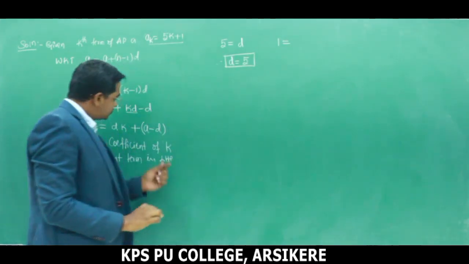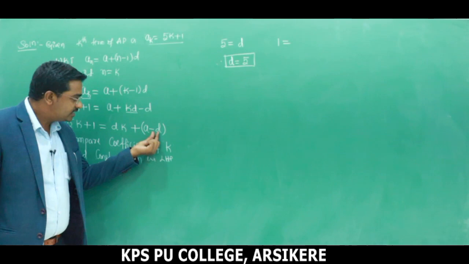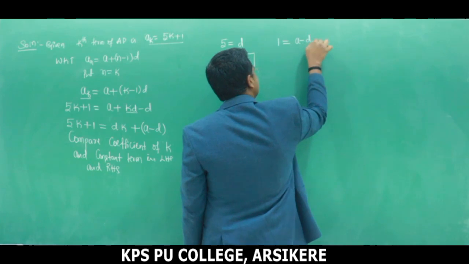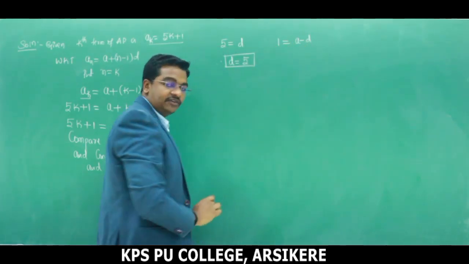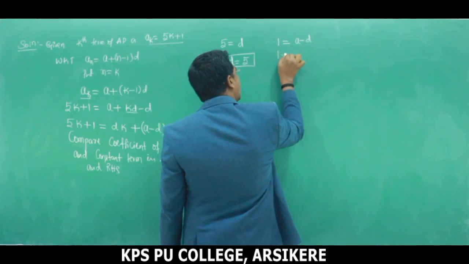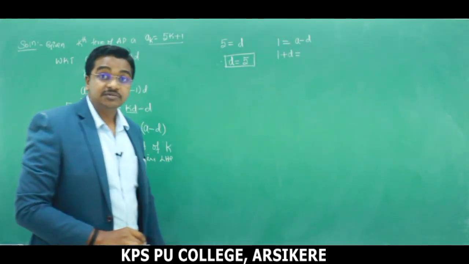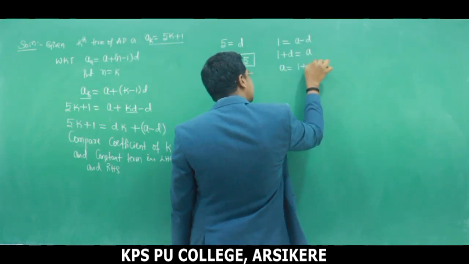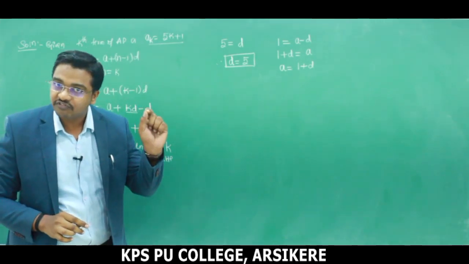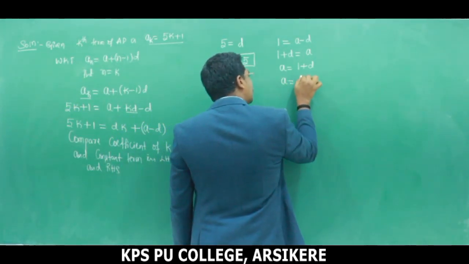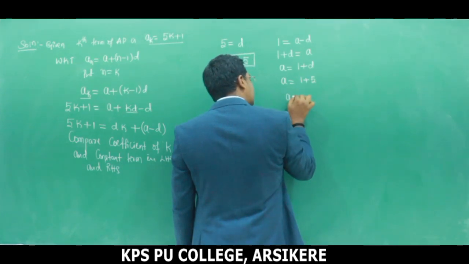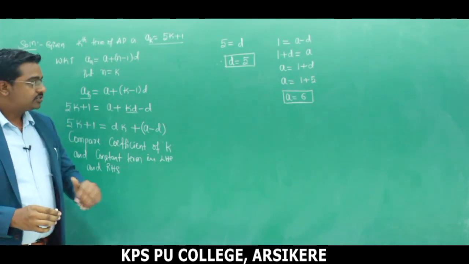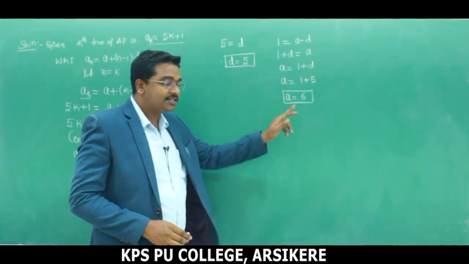Next, for the constant term, the constant term on the left is 1, and in the right hand side a is the first term, that is a constant term, and d is the common difference, that is also constant. So it is a minus d. Take d to the left hand side, that reduces as 1 plus d, since minus d becomes plus d. This is equal to a. So a is equal to 1 plus d. Substitute d is equal to 5, a becomes 1 plus 5, that is a is equal to 6. So we obtain the values d is equal to 5 and a is equal to 6.